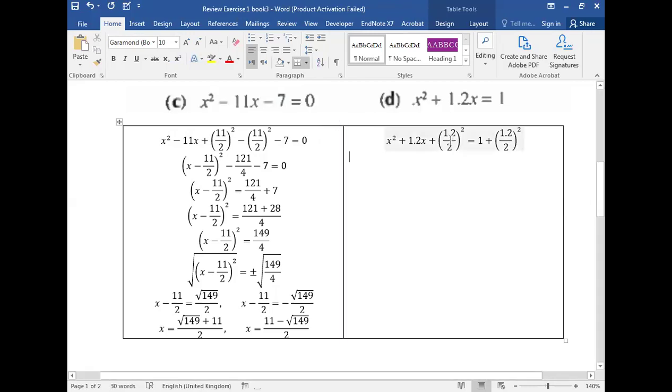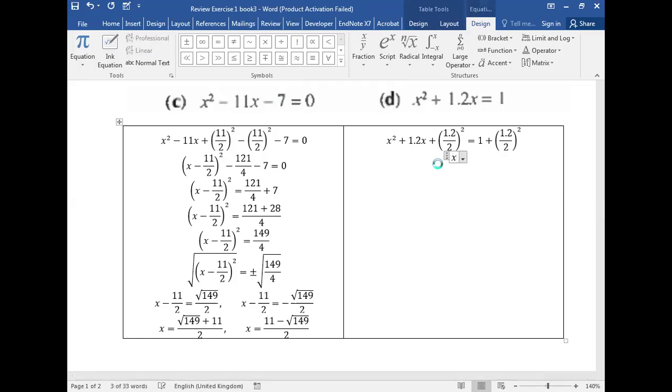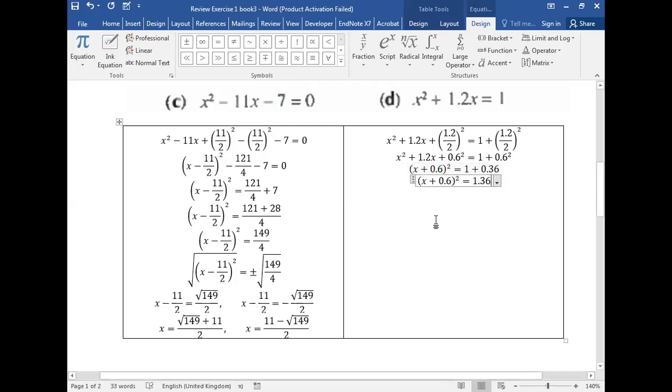Now 1.2 upon 2, calculator में करो, what does this give you? You can divide it on your own as well. That will be 0.6. So I'm just writing it in a simpler way so that we understand. 0.6 का square plus 1 is equal to 1 plus 0.6 का square. So this becomes x plus 0.6 का square. 1 plus square of 0.6 is 0.36. x plus 0.6 का square is 1.36. Now what?